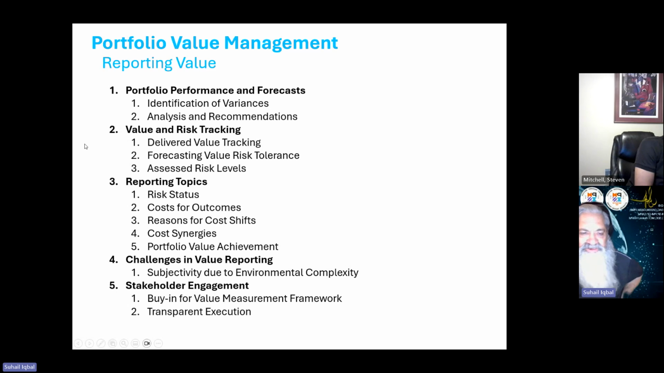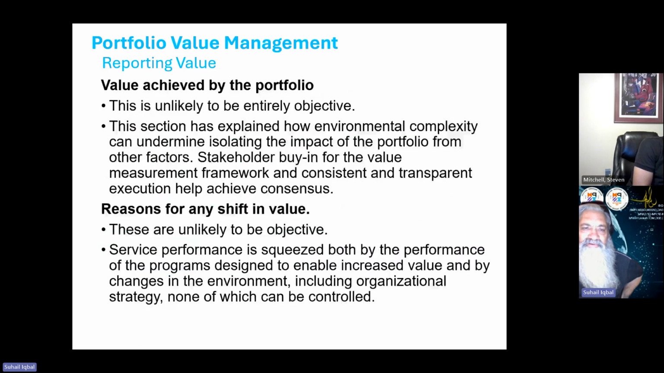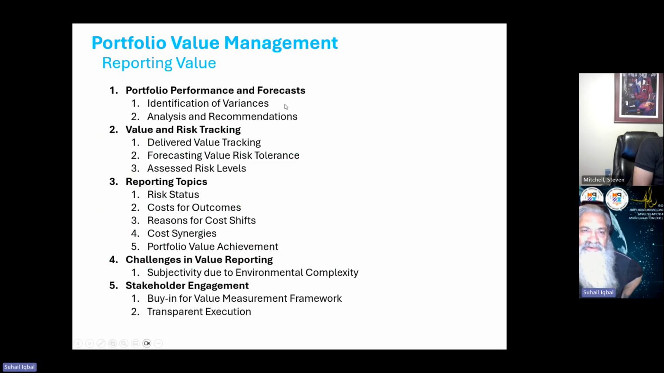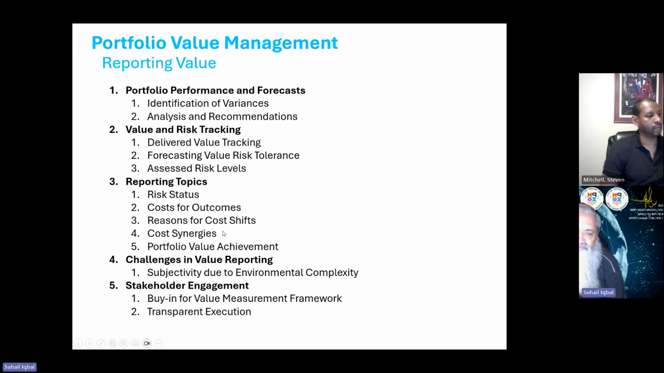So reporting value, in summary, we understand that we have portfolio performance and forecasts, which have identification of variances, analysis of recommendations, value and risk tracking, delivered value tracking, forecasting value, risk tolerance, assessed risk levels, reporting topics like risk status, cost of outcomes, reason for cost shifts, cost synergies, portfolio value achievements, challenges in value reporting, subjectivity due to environmental complexity, stakeholder engagement, buy-in for value measurement framework, and transparent execution.